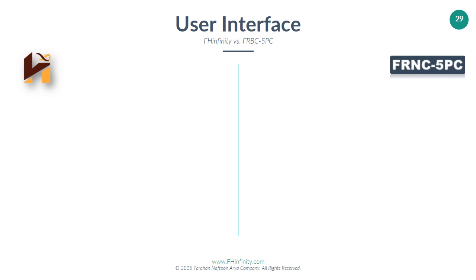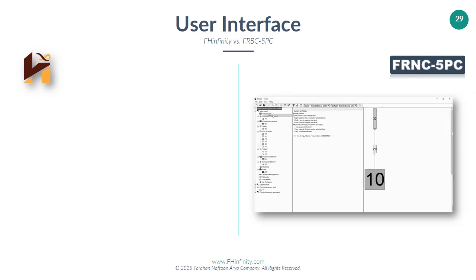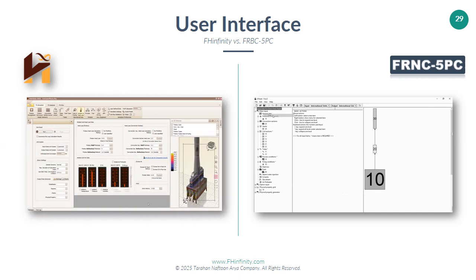First, the user interface. FRNC 5PC uses a legacy, text-heavy interface that can be difficult to navigate and prone to input errors. FHinfinity, built on DevExpress, offers a modern, graphical, and intuitive environment. Real-time validation and clear visual feedback make your workflow faster and less error-prone. Engineering should be about physics, not fighting with the software interface.